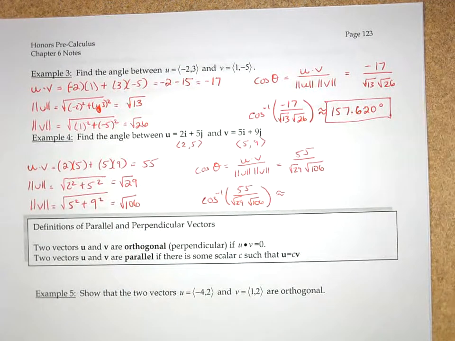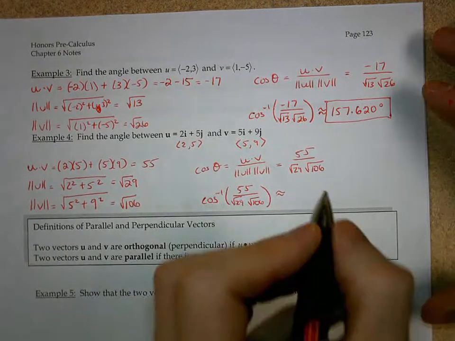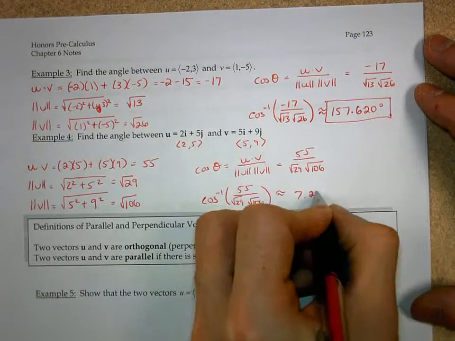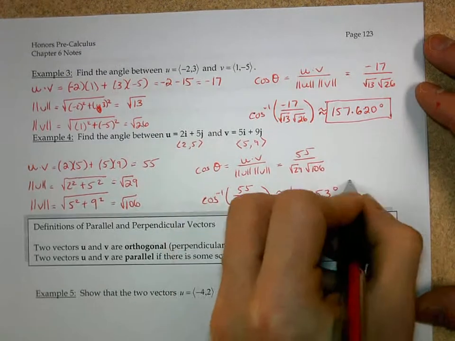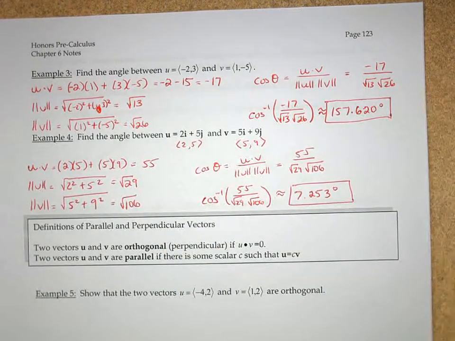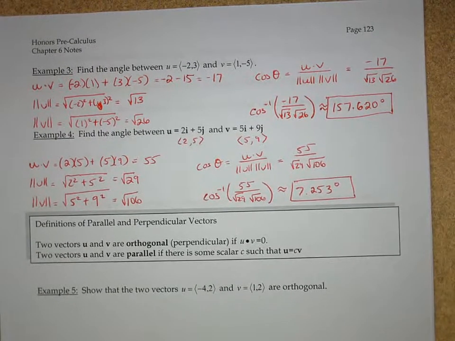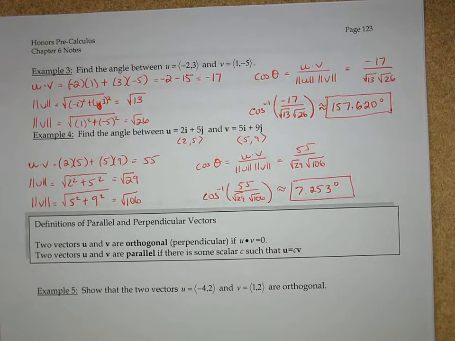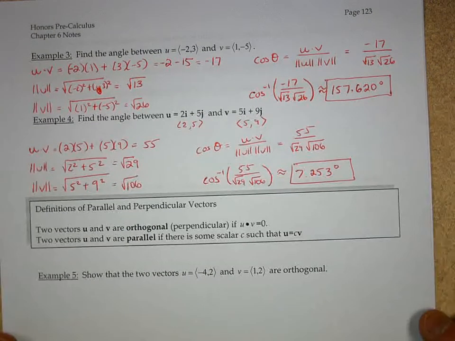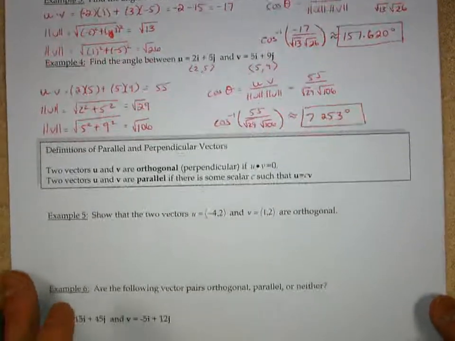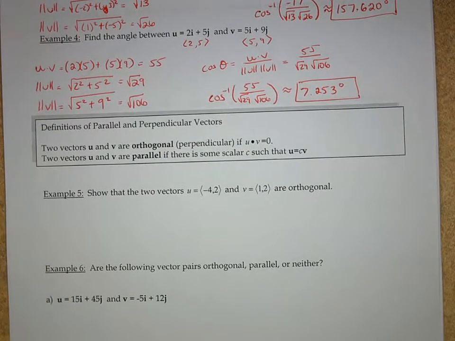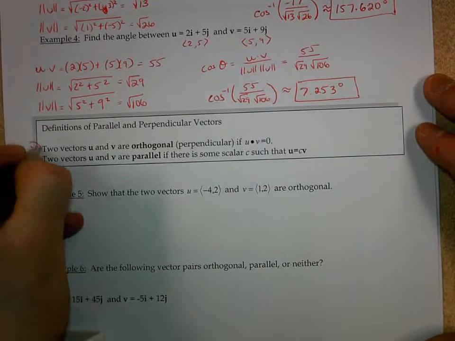And if I plug that into my calculator, I get approximately 7.253 degrees. Now, that's all fine and dandy, but what does this give us? And this pattern is going to give us a real powerful concept: the idea of parallel and perpendicular vectors.